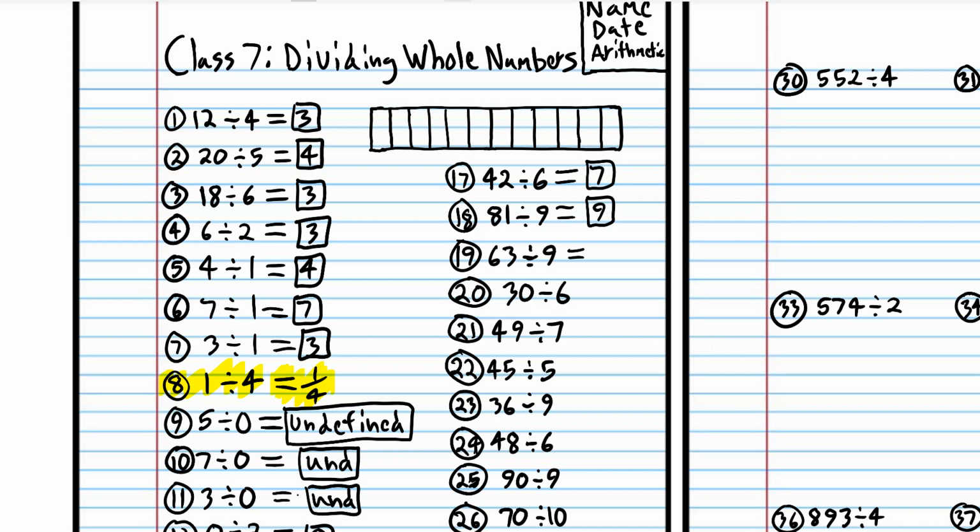63 divided by 9. How many times is 9 going into 63? Well, I know 9 times 7 is 63. In other words, 9 plus 9 plus 9, 7 times, is 63. How did I get that so quickly? Well, I know my multiplication facts. Do you know your multiplication facts?